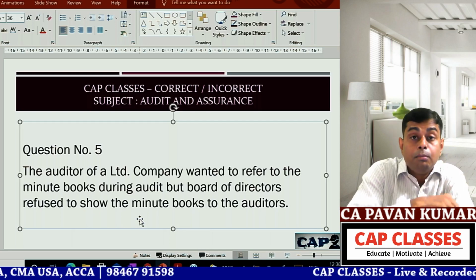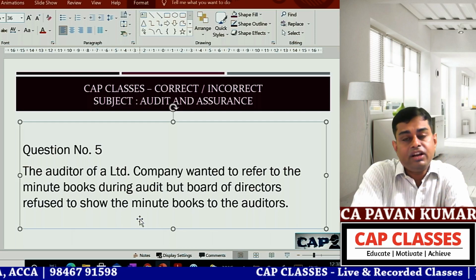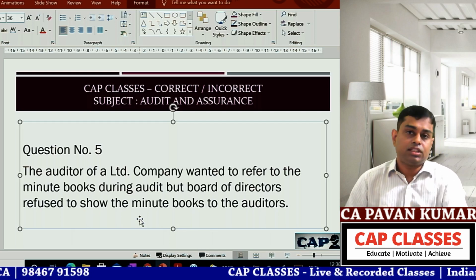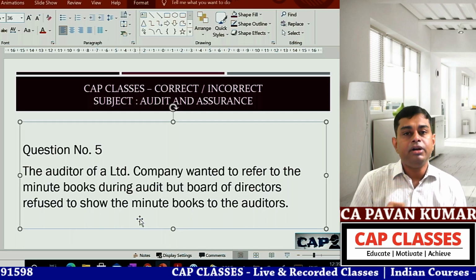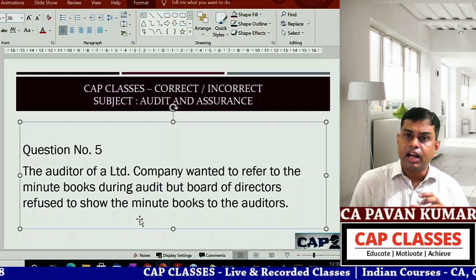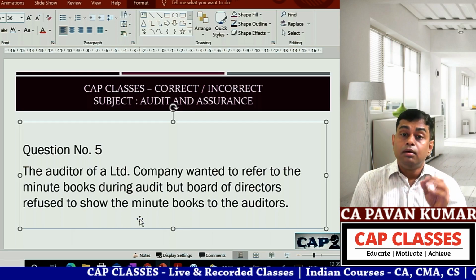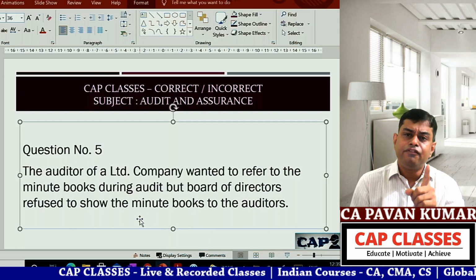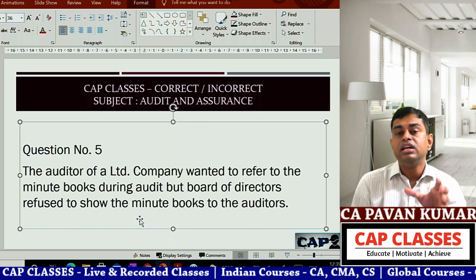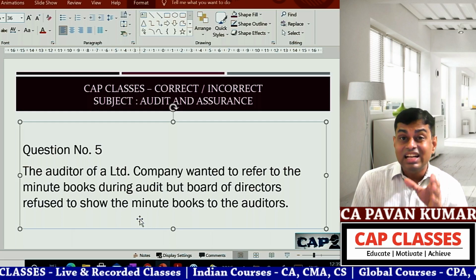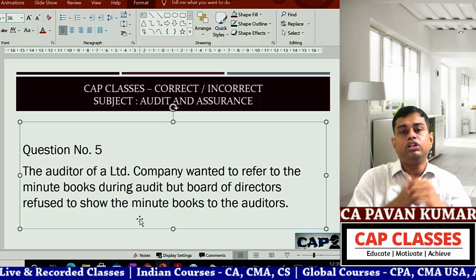Point number 2, board of directors meeting minutes book, auditor can verify. Any committee of board of directors, like nomination committee, risk management committee, strategic steering committee, remuneration committee. In corporate governance, there are so many committees, you remember. Whatever the committee is, if there is a meeting of the board of directors or a committee of the board, and anything discussed in the meeting is minuted, it is my right to refer to that. Point number 2.